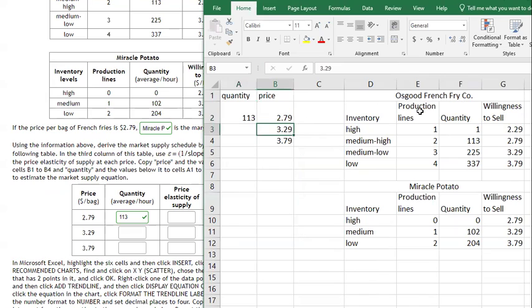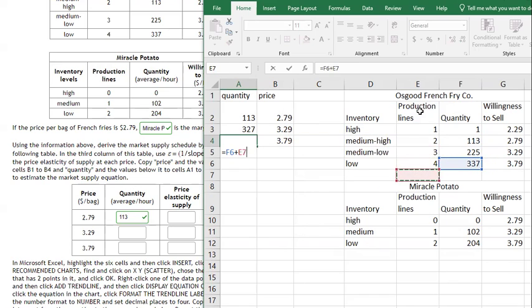Now, at a price of 3.29, what's the market quantity? At 3.29, Osgood supplies 225 bags of French fries. At this price of 3.29, Miracle Potato supplies 102. And then finally, at the price of 3.79, Osgood supplies 337. Miracle Potato, at this price of 3.79, supplies 204.